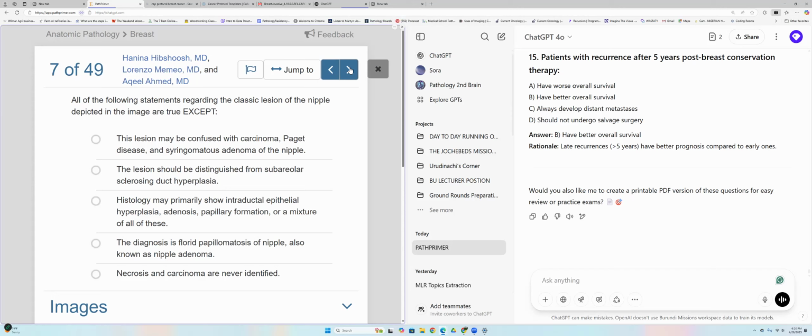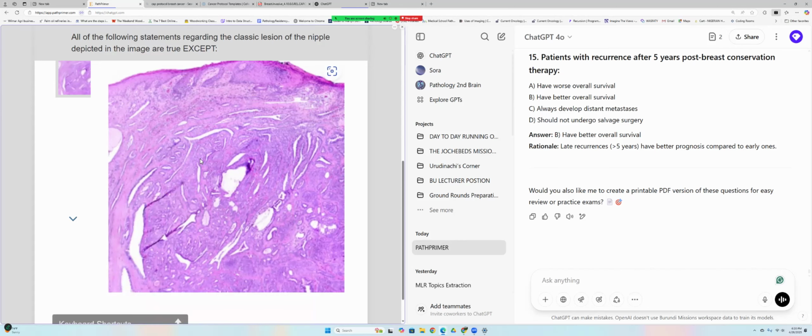Let's look at the nipple. Let's see the image. What is this?